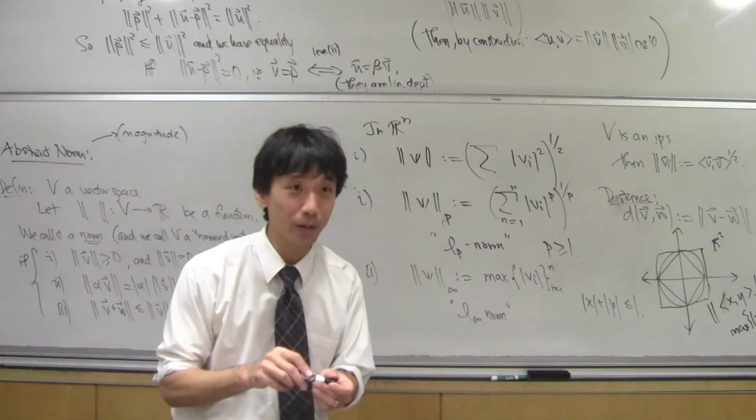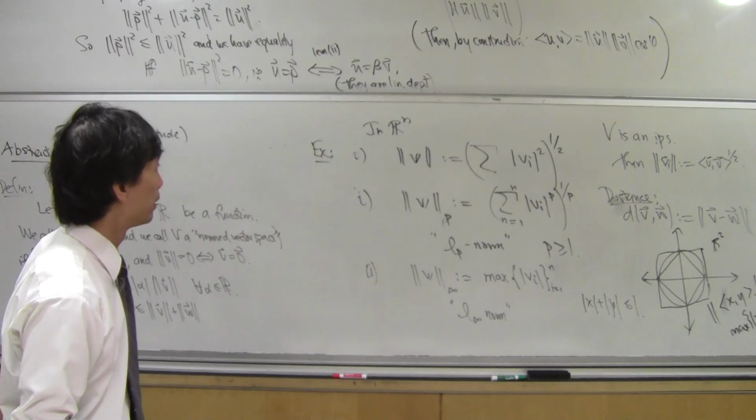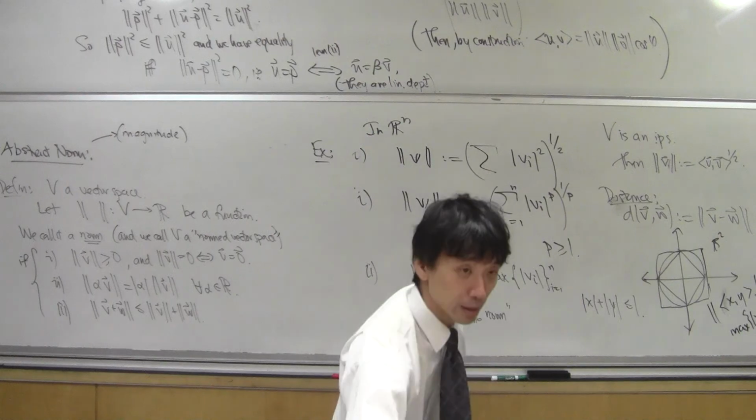Sorry to keep you over. That's it. On the second norm, the summation should be i equals 1. Sorry. All right.